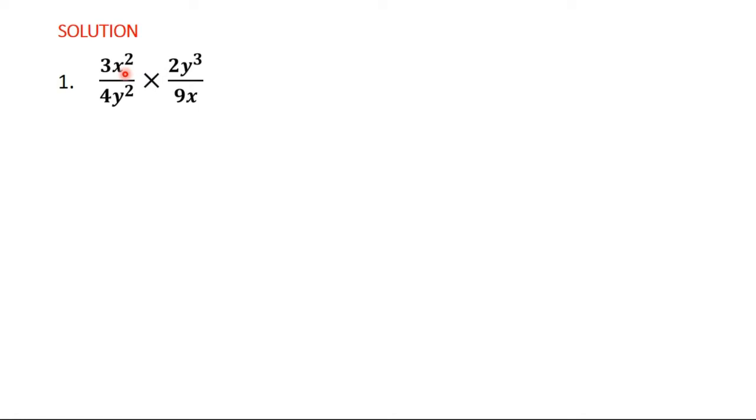So a common factor on the numerator will cancel a common factor on the denominator, and a common factor on the numerator here can cancel a common factor on the denominator. In the same way, a common factor on the numerator here can cancel a common factor on the denominator here, and a common factor on the numerator here can cancel a common factor on the denominator here. So the first thing that you have to do is to check out for common factors. So how is that done?